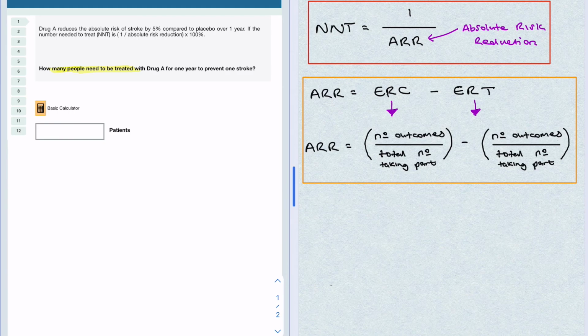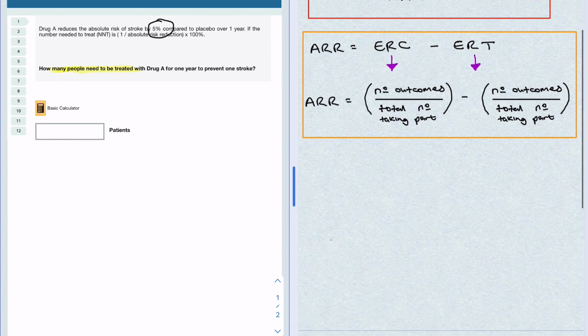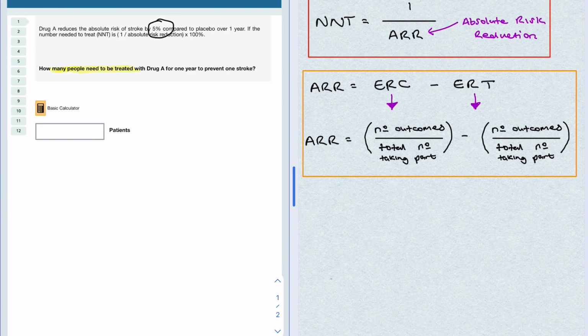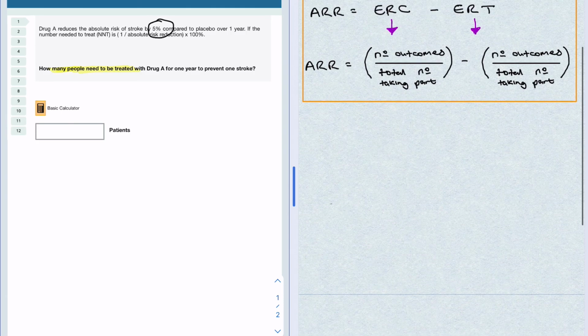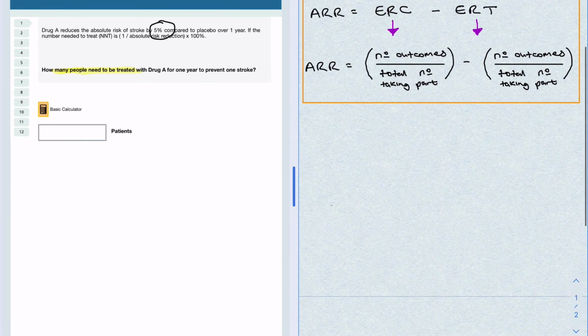and all I'm going to do is take a look at the question, and I'm going to see that it says it's a 5% risk of stroke compared to placebo. So if it's 5%, again, I'm going to calculate the absolute risk reduction first in the orange box, the ARR. So I'm going to do 5%. And what does 5% mean? 5% means 5 out of 100. So you do need to know this, guys, that whenever you get a percent, it means out of 100. So therefore it's 5 outcomes divided by 100 people taking part.